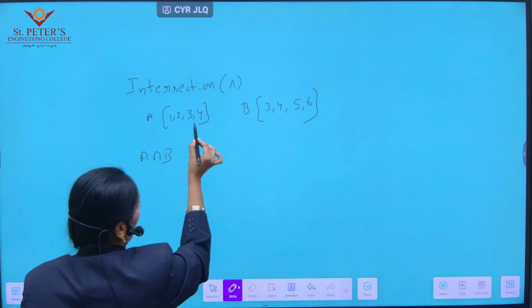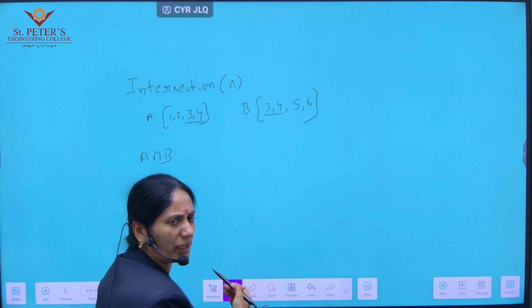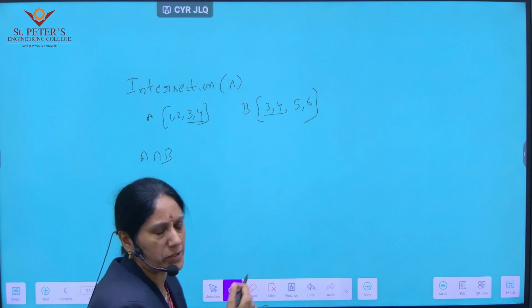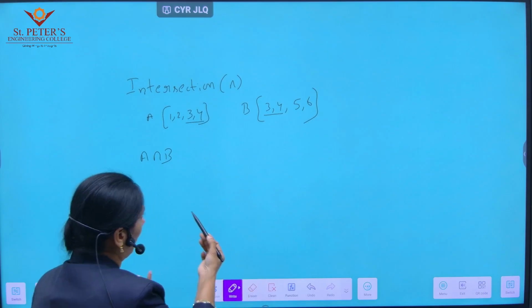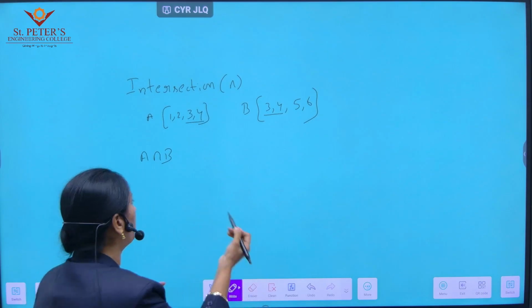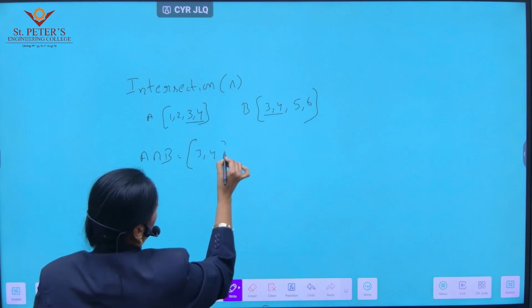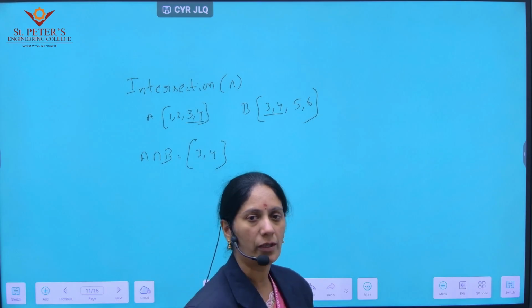In relation A consider 3, 4, and in the same way relation B has 3, 4. These two values are the common tuples. Common tuples are also called rows. Select the common tuples from both relations. The output of A intersection B is 3, 4. Clear? Yes.